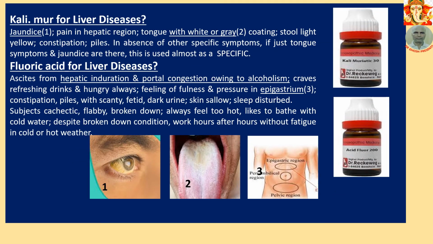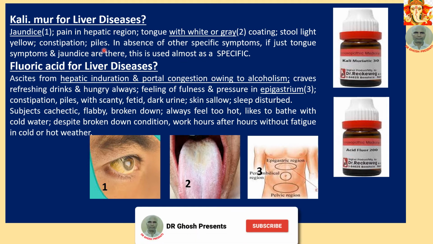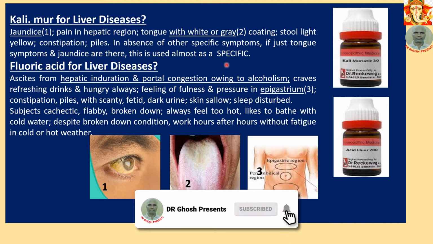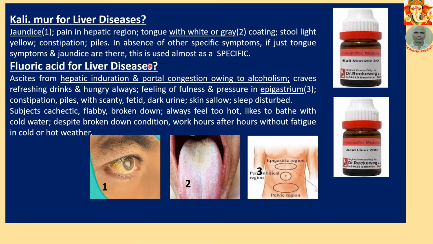Now the remedies. Chelidonium for liver disease. Jaundice. Wherever a number is given, it is related to a picture. Please note it. Jaundice, picture 1. Pain in hepatic region, tongue with white or grey coating, jaundice. Constipation, stool coated light yellow. Constipation, piles. In absence of other specific symptoms, if tongue symptoms and jaundice are there, this is used almost as a specific. That is, it is a very good medicine for liver diseases.